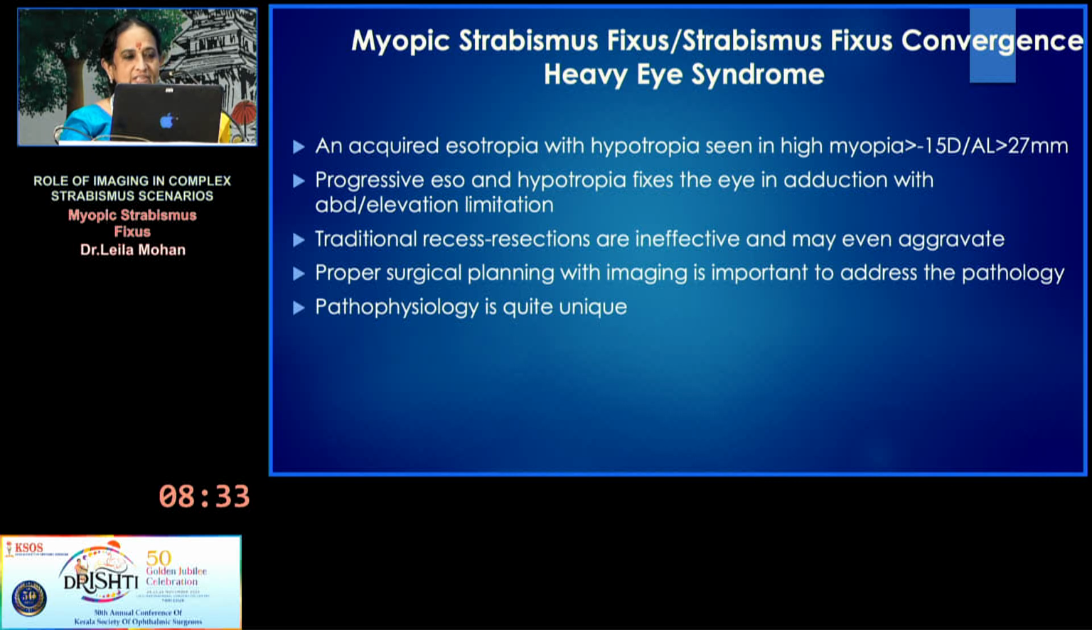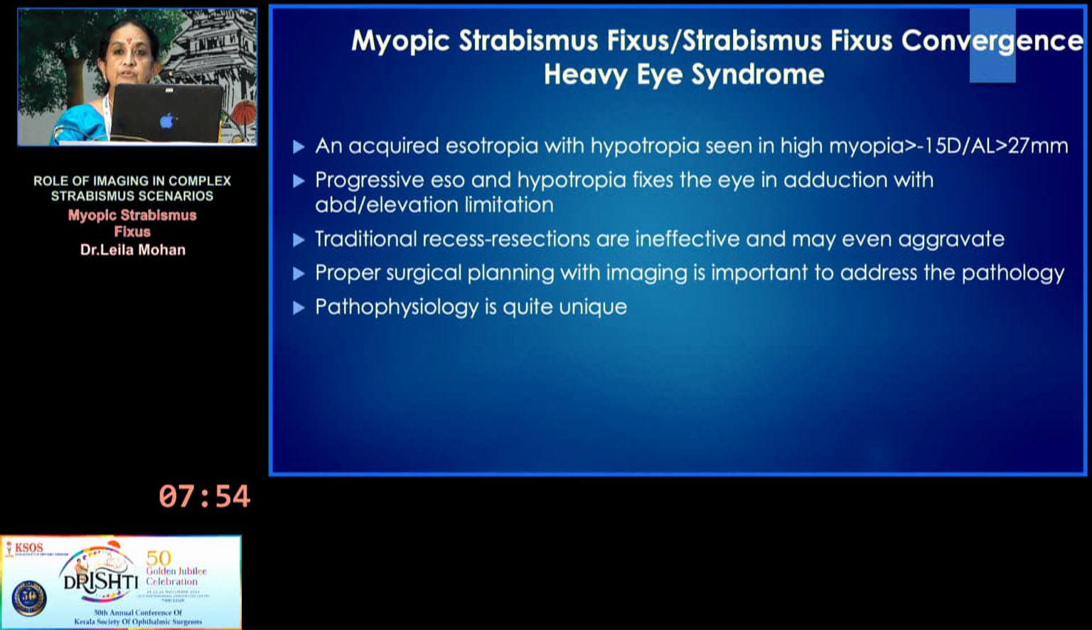Thank you, Dr. Aungshi. So now we move on to the next condition, a complex strabismus where we need imaging to decide surgery. Myopic strabismus fixus, or strabismus fixus convergence, also called heavy eye syndrome, is an acquired esotropia with hypotropia seen in high myopia, usually more than 15 diopters and axial length more than 27 millimeters. There is progressive esotropia and hypotropia which fixes the eye in adduction, and abduction and elevation are limited. Traditionally, recess-resect was done, which is ineffective and may even aggravate. So proper surgical planning with imaging is important to address the pathology.